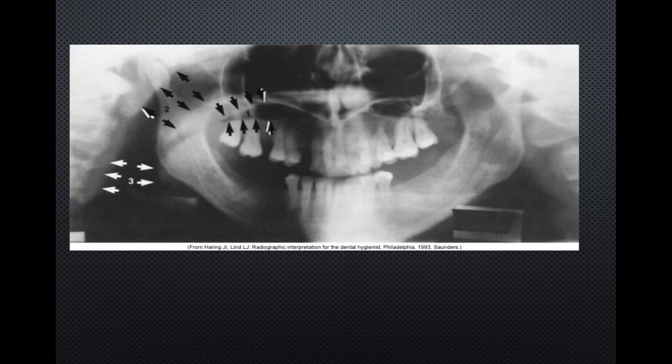Here you can see on this panoramic, number 1 is pointing to our palatoglossal airspace, number 2 to our nasopharyngeal airspace, and number 3 to our glossopharyngeal airspace. And again, these are just radiolucent areas that show up on a panoramic for a multitude of different reasons, and you just need to know that they exist.